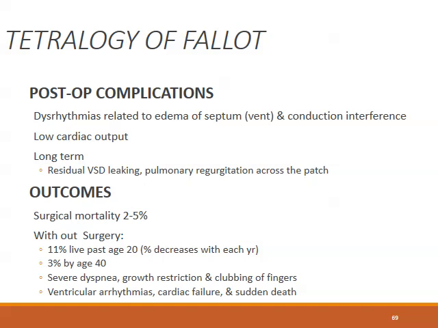Now, outcomes: surgical mortality is usually 2 to 5%. Without surgery, 11% live past the age of 20, and the percentage decreases with each year after that. 3% will live past the age of 40 without surgery. They'll have severe dyspnea, growth restriction, and clubbing of the fingers. Ventricular arrhythmias, cardiac failure, and sudden death usually occur with these.